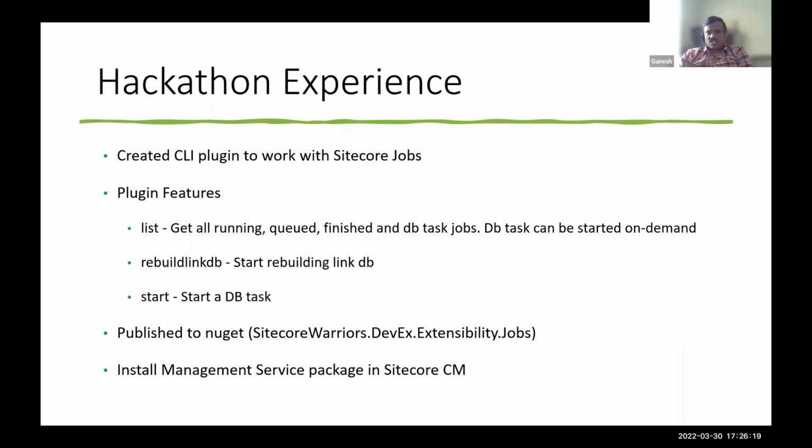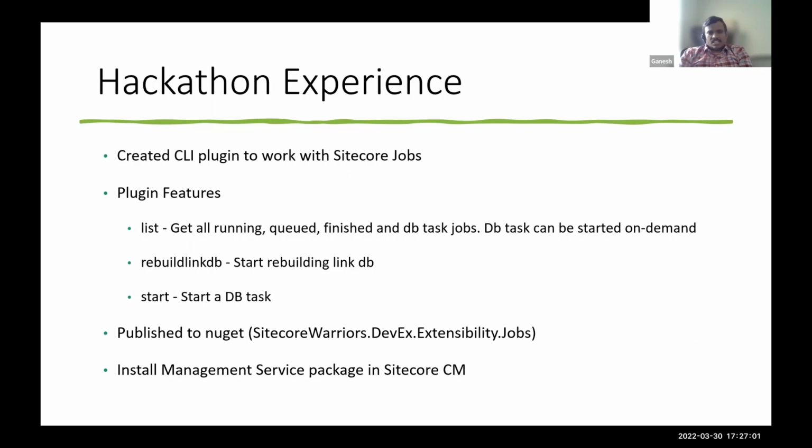The list command lists all the running, queued, and finished jobs and DB task jobs, which is similar to the output you will see in the Sitecore admin jobs.aspx. That's the main purpose of the list command. Then there is the rebuild link DB command. Once you run it, it will automatically trigger rebuilding the link database. Based on the DB parameter you pass, if the parameter is null, by default it will rebuild the master database.